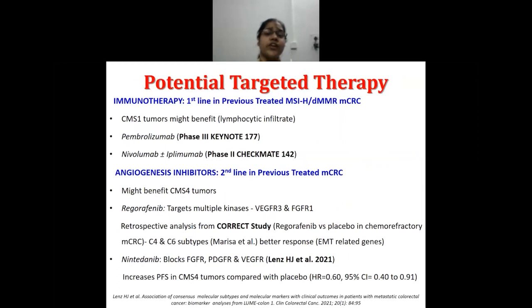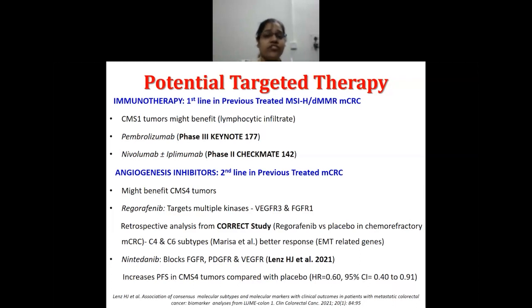Now, coming to the potential targeted therapies which may come into future use, first I would like to discuss immunotherapy, which has actually been recommended as first line in previously treated MSI-high dMMR metastatic colorectal cancers. CMS1 tumors, being characterized by lymphocytic infiltrate, might benefit from immunotherapy. The promising drugs include pembrolizumab and nivolumab with or without ipilimumab.